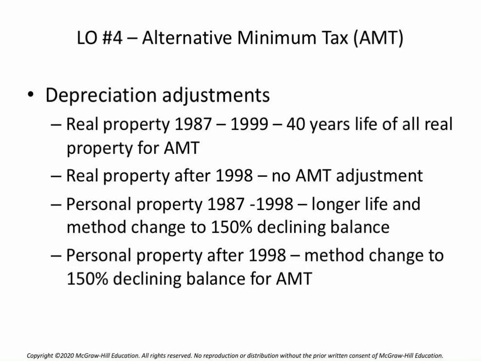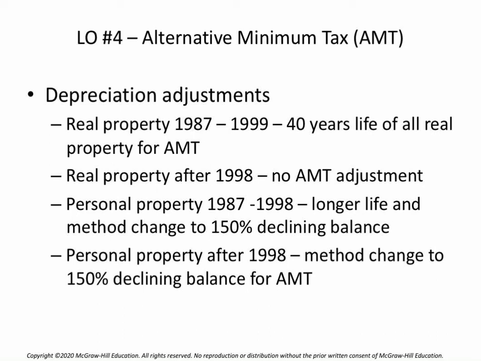We're also going to have depreciation adjustments. So we've got a variety of different types of instances here. For real property between 1987 and 1999, we're going to use 40 years for the life of all real property. Now, especially considering in some instances the useful life may have been 39 years, so the adjustment to get to 40 years for the alternative minimum tax wasn't that much of a difference, but still a calculation that needed to be done. So now real property after 1998, we're going to have no alternative minimum tax adjustment.